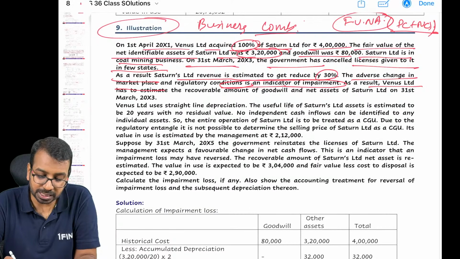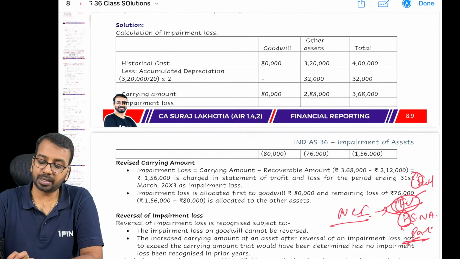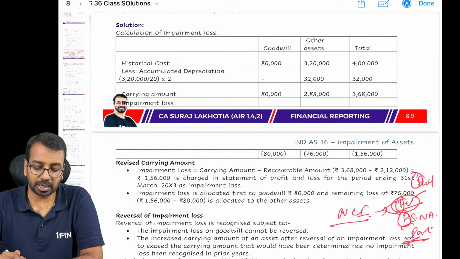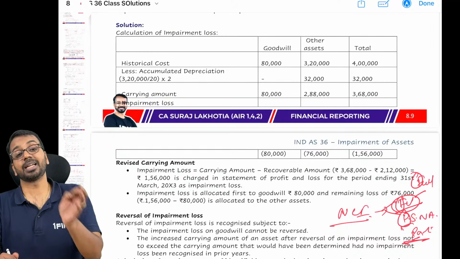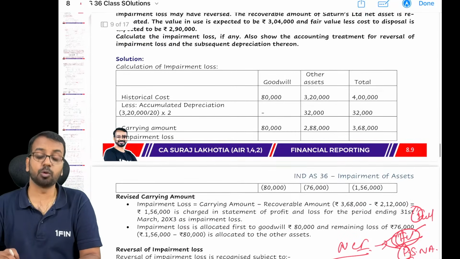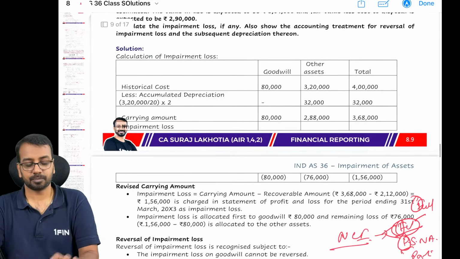The value in use is estimated to be 2,12,000. So what will I do? 3,68,000 minus 2,12,000. I get a loss of 1,56,000. Always remember, the first loss is allocated against goodwill. So goodwill becomes 0, and balance 76,000 is adjusted against other asset.